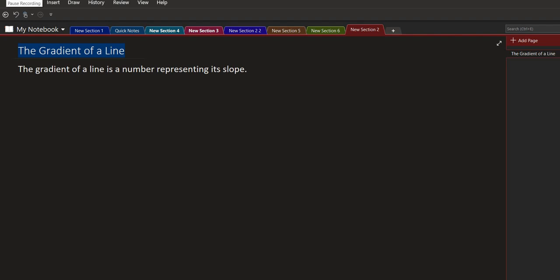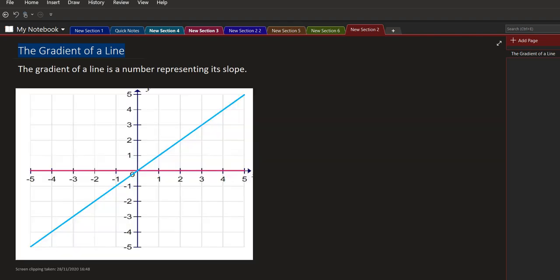So the gradient of a line is a number representing its slope, meaning how steep that line is on the grid. I'm going to give you an example of that. So there's a grid here and the line is given as well. We're going to find the slope of this line, which is the gradient. So how steep is that line?